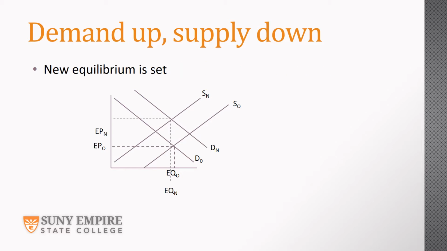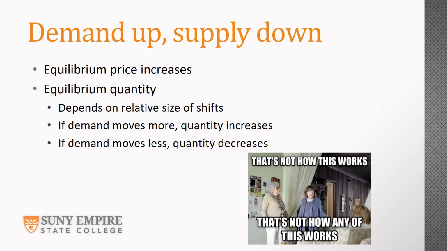After time, a new equilibrium is reached. But what happens to the equilibrium price and equilibrium quantity? The equilibrium price increases. However, what happens to the equilibrium quantity depends on the relative size of the shifts of the supply and demand curves. If demand moves more, then the equilibrium quantity increases. If demand moves less, then the equilibrium quantity decreases. If the two curves move the same amount, the equilibrium quantity will stay exactly the same.